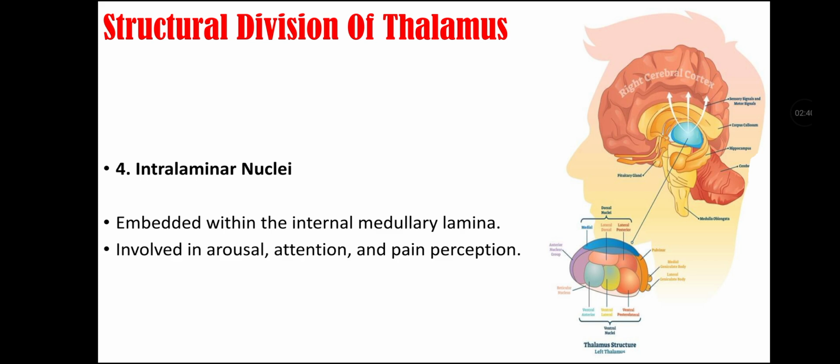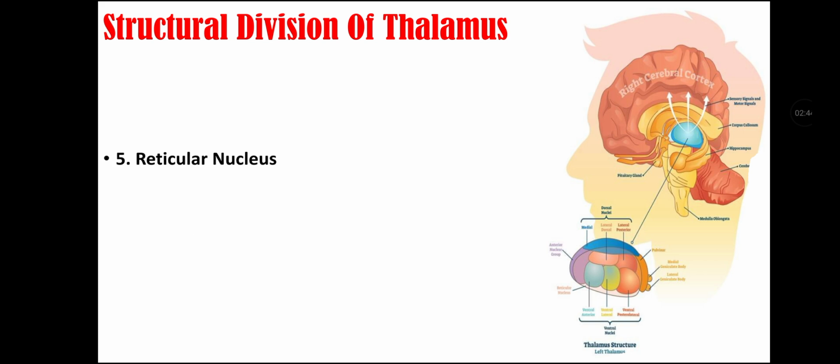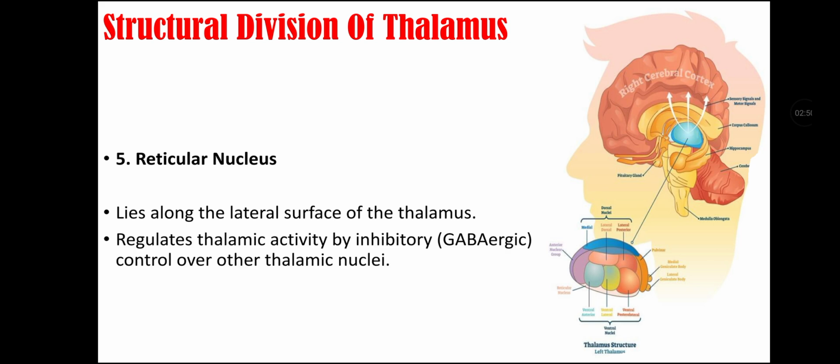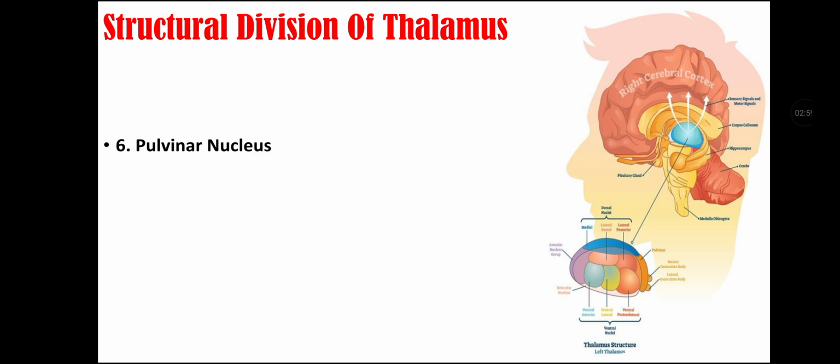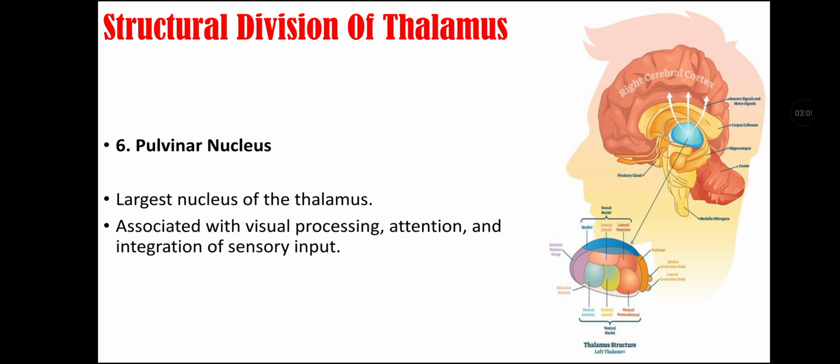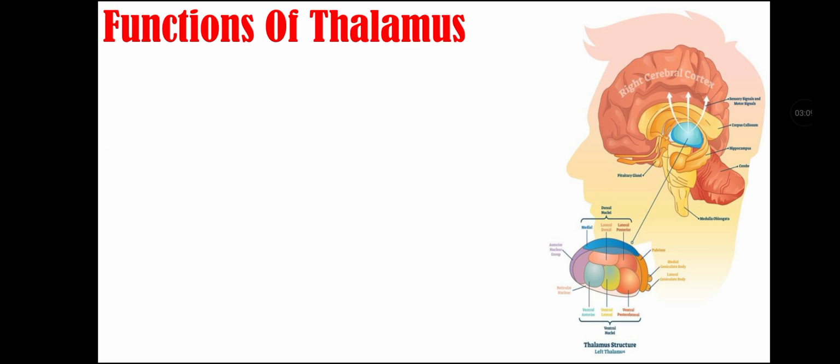The fourth nucleus of thalamus is intralaminar nuclei that is embedded within the internal medullary lamina. It is involved in arousal, attention, and pain perception. The fifth nucleus of thalamus is reticular nucleus. It lies along the lateral surface of the thalamus. It regulates thalamic activity by inhibitory, that is also called as GABAergic control over other thalamic nuclei. The sixth nucleus of thalamus is pulvinar nucleus, that is the largest nucleus of the thalamus. It is associated with visual processing, attention, and integration of sensory input.